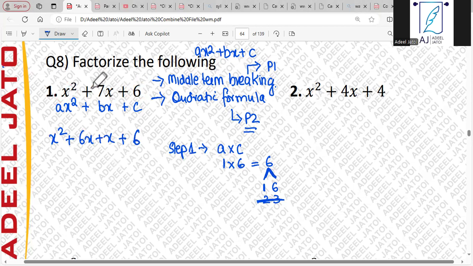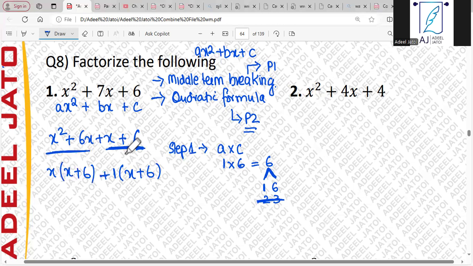Now we take common from x square plus 6x, and we take common from x plus 6. Common from the first is x, the remaining is x plus 6. Common from x plus 6 is 1, the remaining is x plus 6. Whenever there is no common number, we always take 1 as the common number.